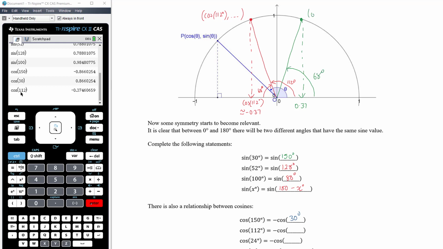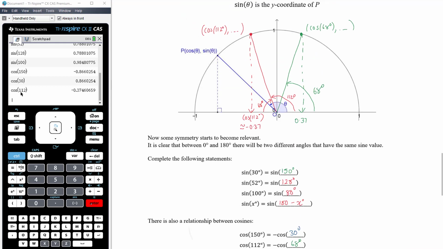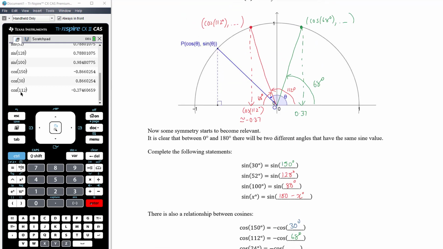Therefore the x-coordinate of this point is cos of 68 degrees. The y-coordinate we don't really care about, it's sine of 68. And we know that cos of 68 would be plus 0.37. It would be the negative of cos of 112. So if we take cos of 112, which is a negative number, and multiply it by -1, we get the positive number. So cos of 112 is the negative of cos of 68. Same logic. Let's have a look at one more and then let's generalize it.